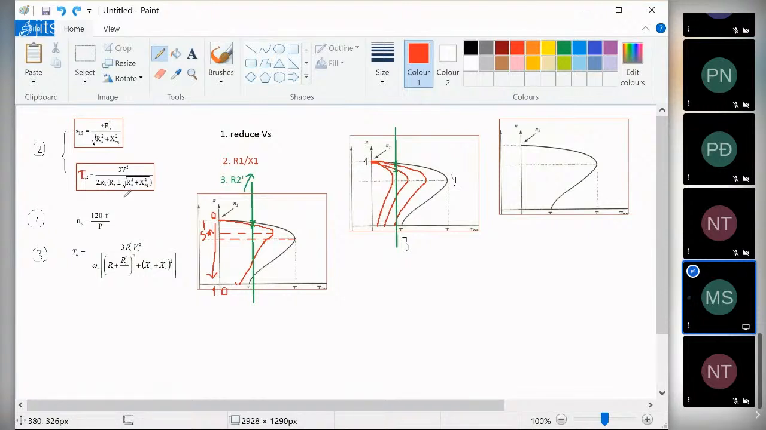Constant. Constant. Very good. Maximum slip is also constant. No. No. It increases. Increase. Very good. When the maximum slip increases, the torque will be moving up or moving down? Moving down. Very good. Moving down.